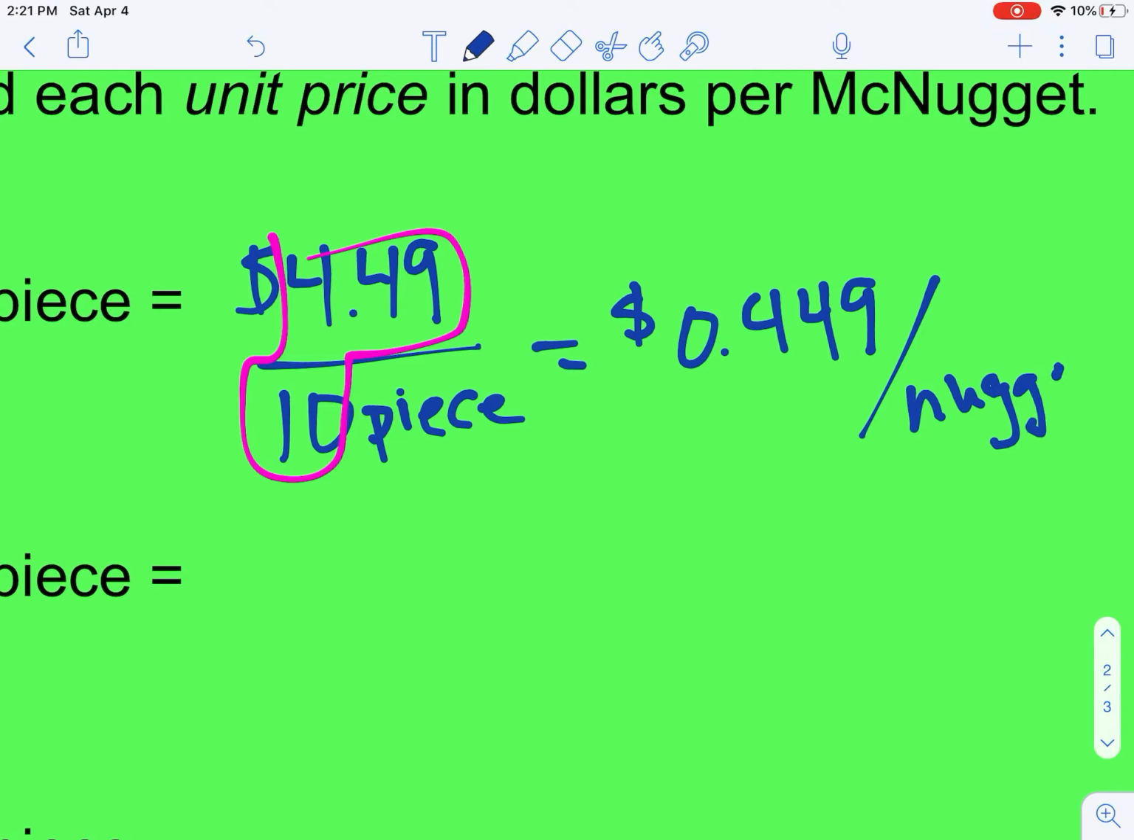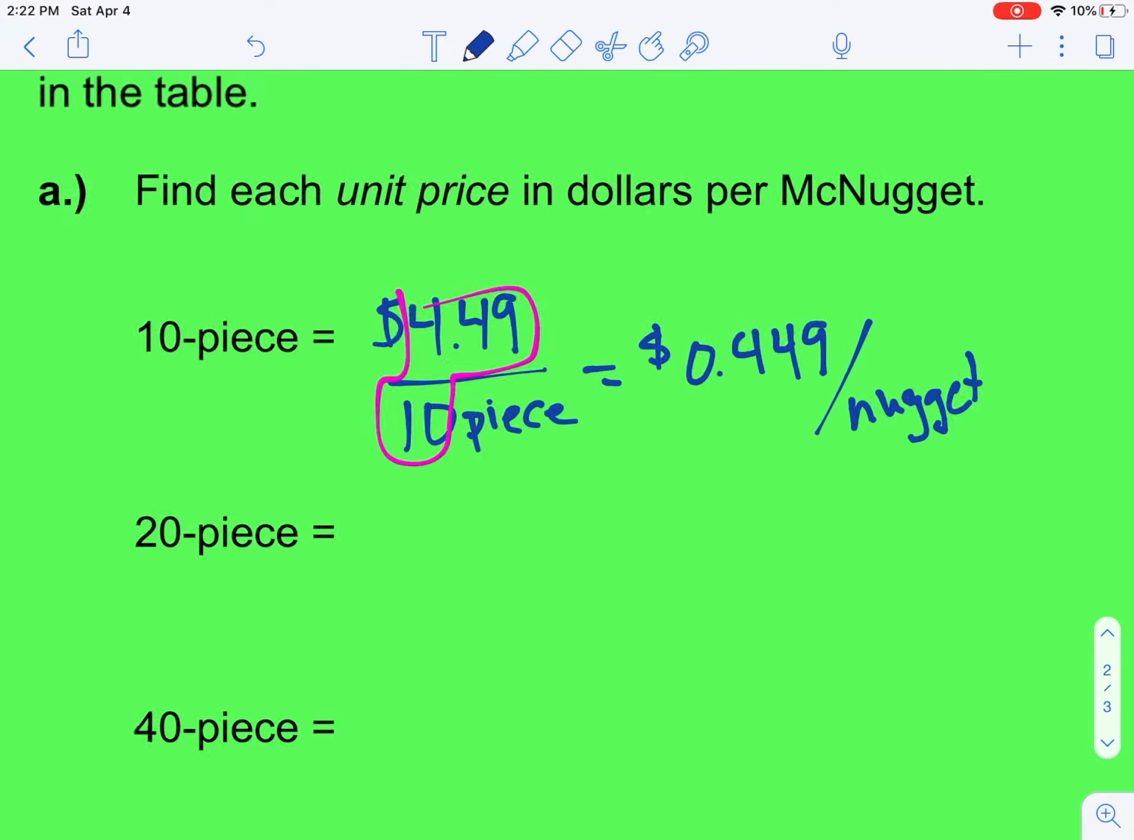Now, I'm going to keep it like that because, 1, I don't need to round. My question doesn't tell me that I have to. But also, I'm comparing something, so I want as many digits on there as I can to be able to compare just in case things get really, really close. So if I buy the 10-piece chicken nugget, that means that I'm roughly paying about 45 cents per each nugget.